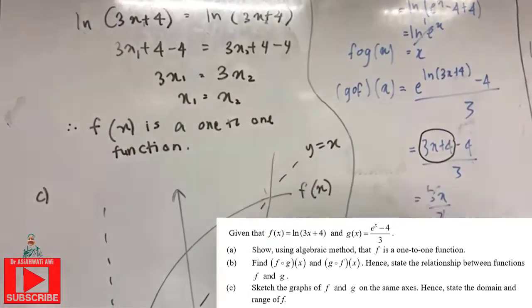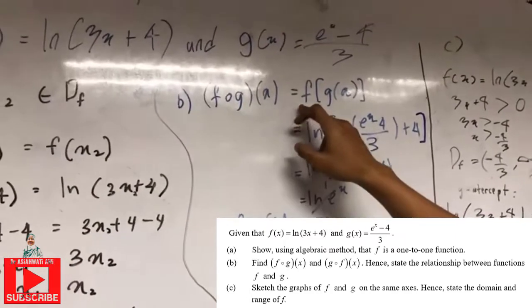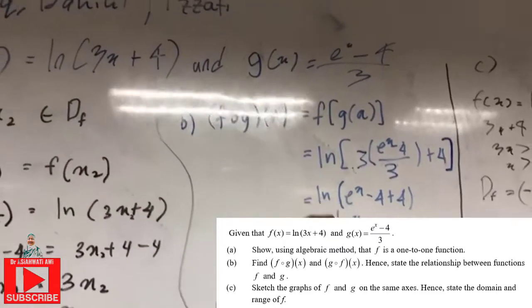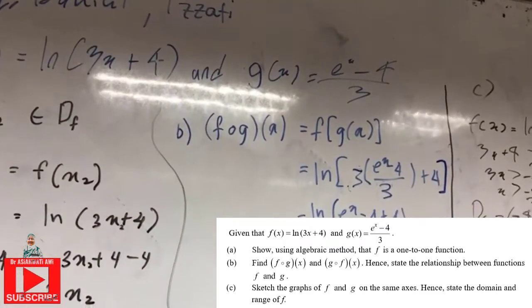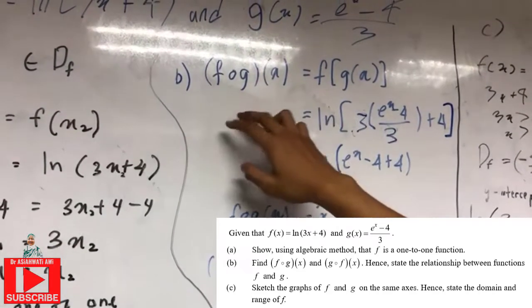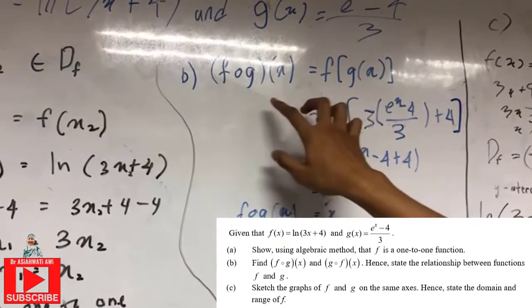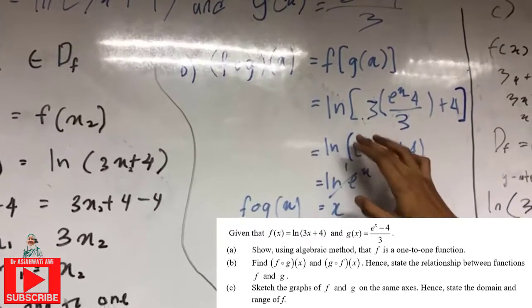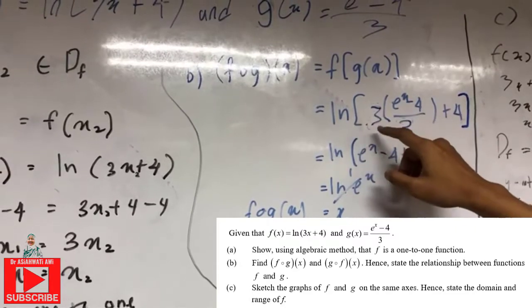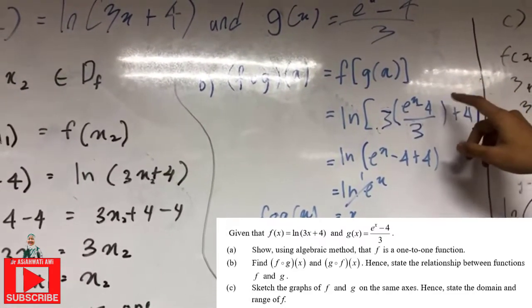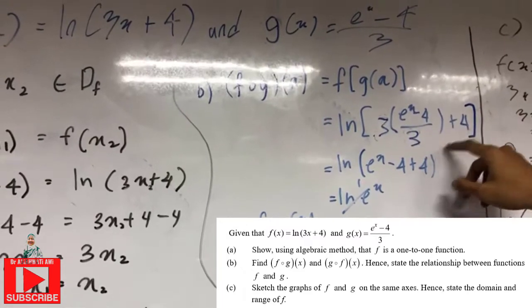So for the B question dia kata find f(g(x)) and g(f(x)). Lepas tu dia state the relationship between the functions. So first of all f(g(x)) kita masukkan g(x) ni ke dalam f. So kita akan dapat ln[3((e to the power of x minus 4) over 3) plus 4].